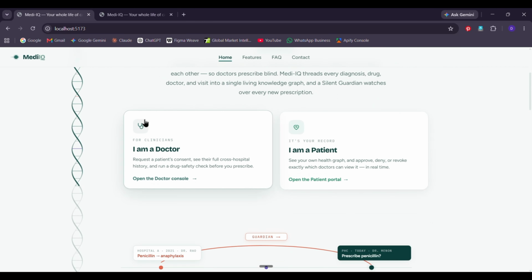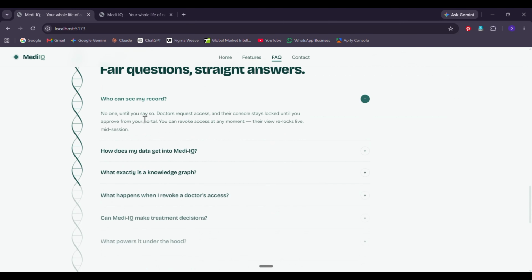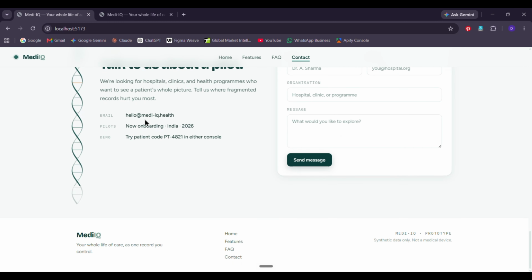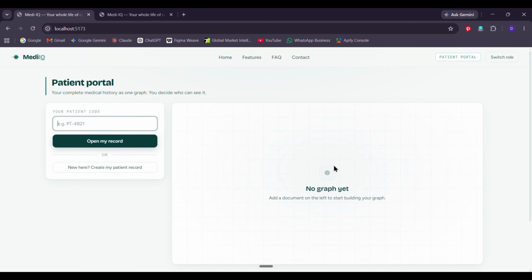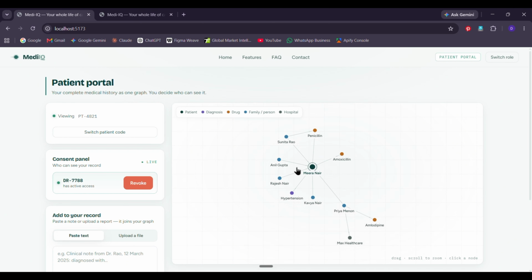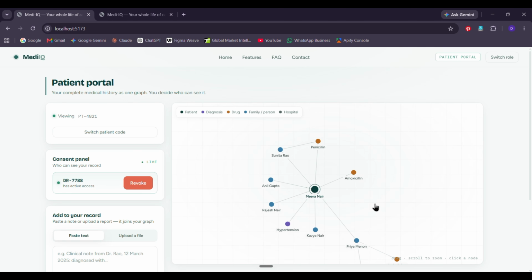Medi-Iq is a patient-controlled medical knowledge graph. Today, a person's health records are scattered across every hospital, clinic, and doctor they've ever visited, so clinicians prescribe blind, and patterns across years go unnoticed. Medi-Iq links every diagnosis, drug, doctor, and visit into a single connected graph per patient, and an AI agent reasons over that graph in real time.